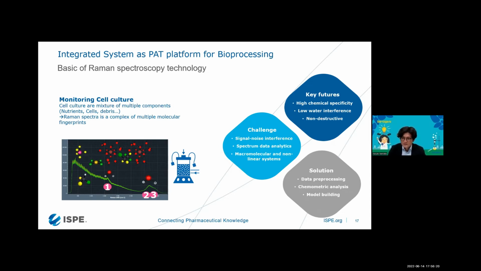To solve these challenges, we need some technological updates, such as an appropriate data preprocessing approach, developing a more reliable chemometric analytic technique, and building a more accurate model.